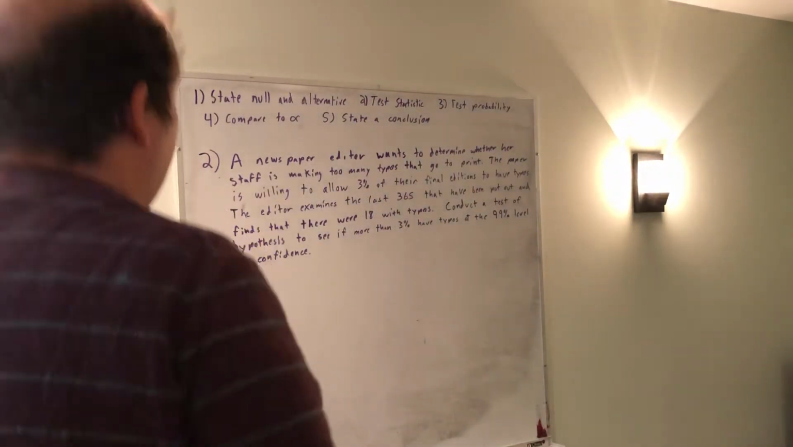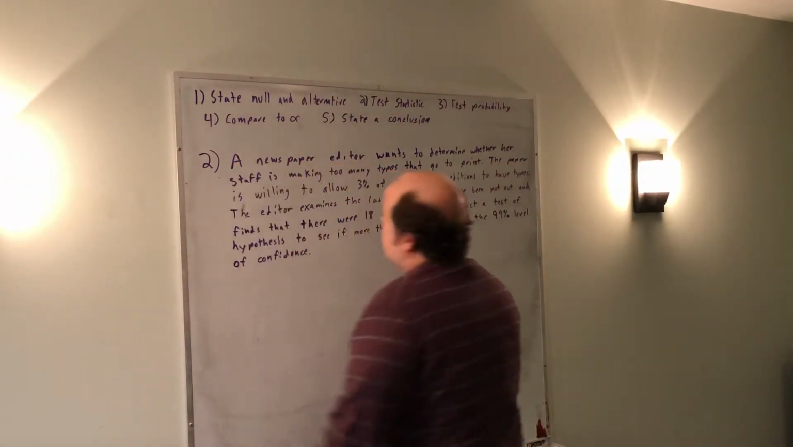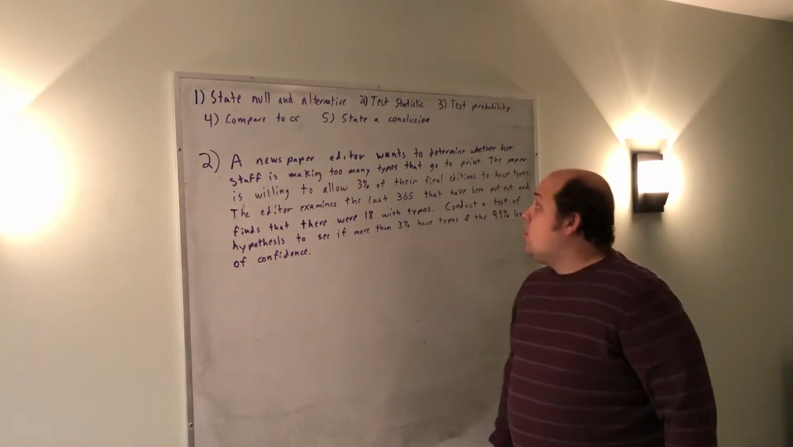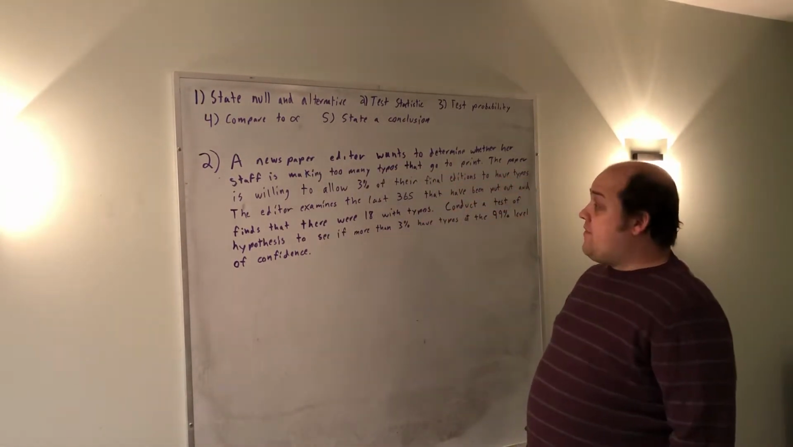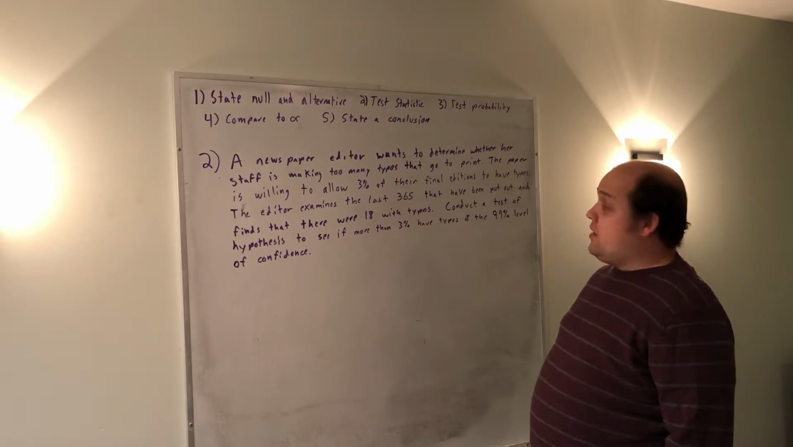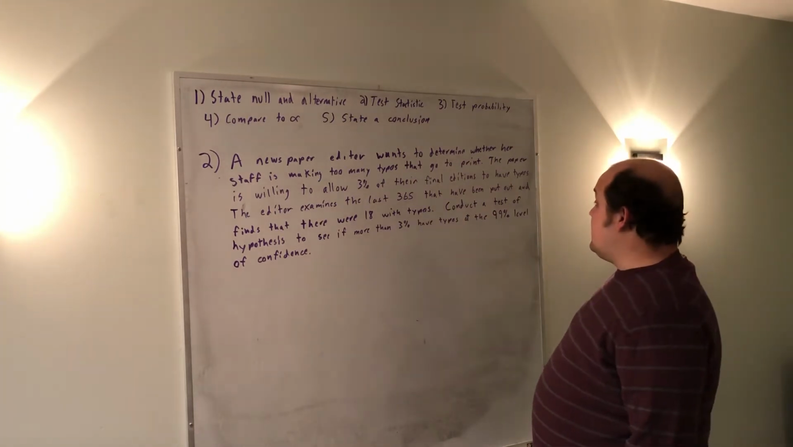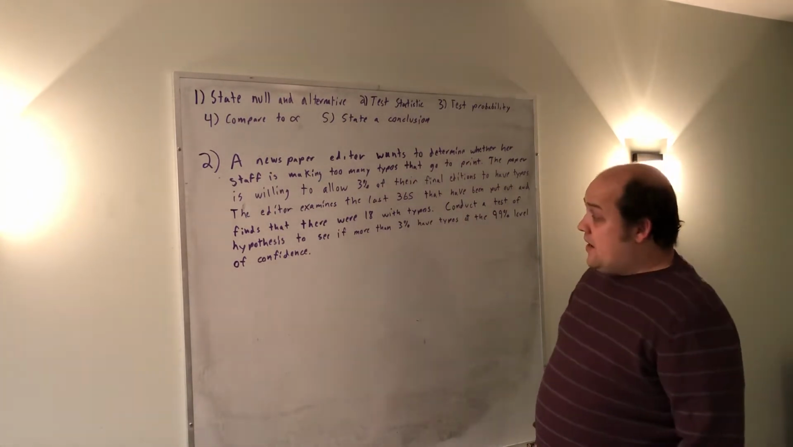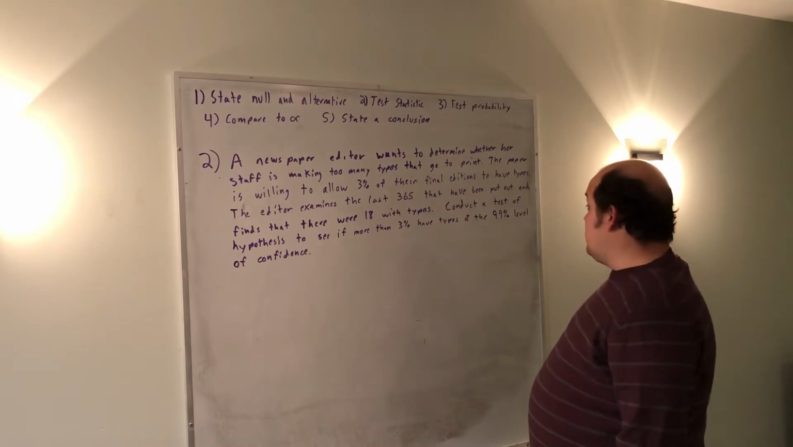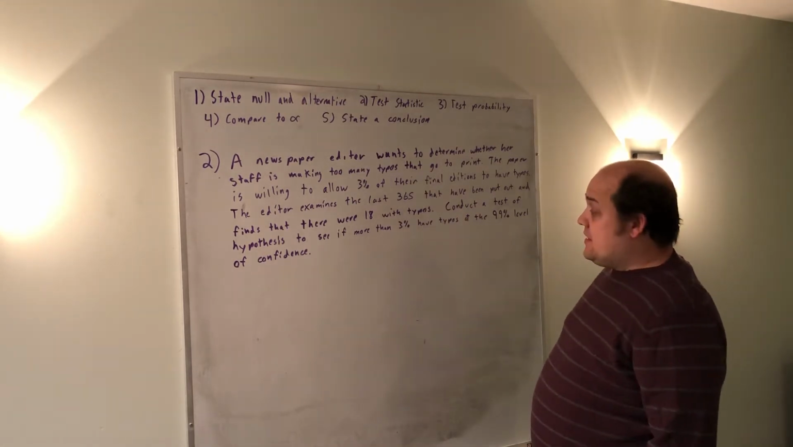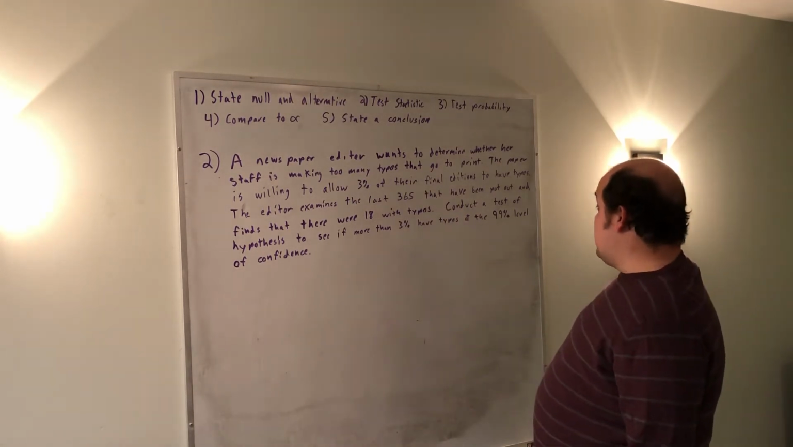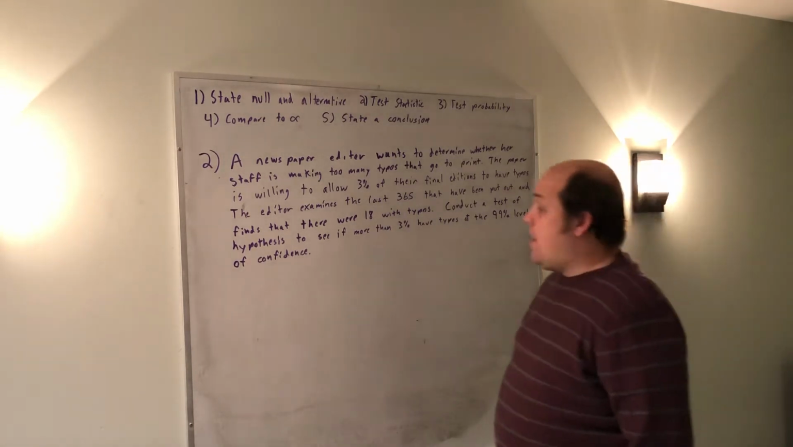Our second test of hypothesis for proportions tells us a newspaper editor wants to determine whether her staff is making too many typos that go to print. The paper is willing to allow 3% of their final editions to have typos. The editor examines the last 365 that have been put out and finds that there were 18 with typos. Conduct a test of hypothesis to see if more than 3% have typos at the 99% level of confidence.